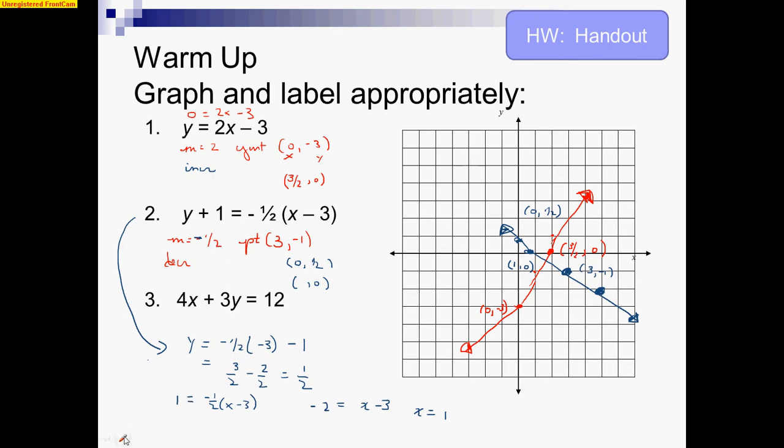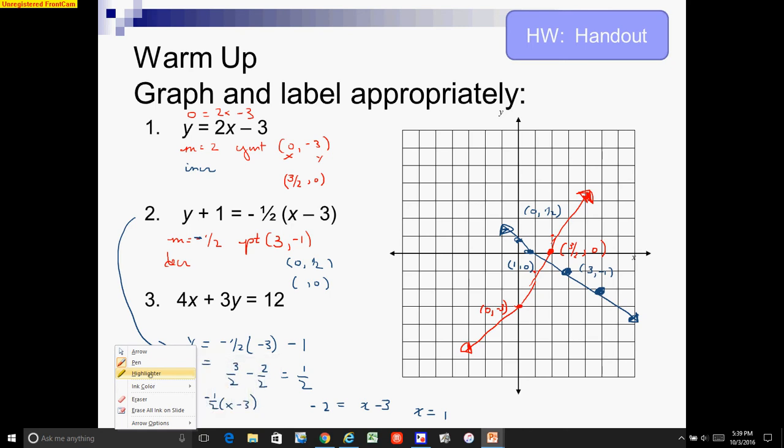Now look at number 3. Number 3, the slope is not apparent, right? I mean, it's not that hard. All these things are integers, so I can very easily mentally say, well, I would subtract 4x, and so I'd get 12 minus 4x, and then I divide by 3, so my slope would be negative 4 over 3.